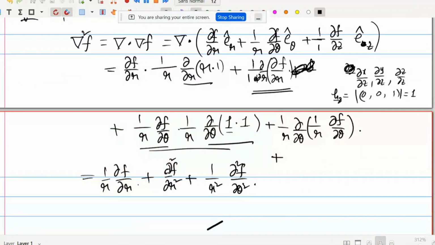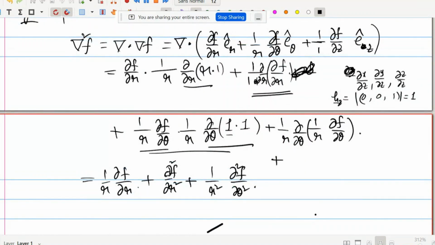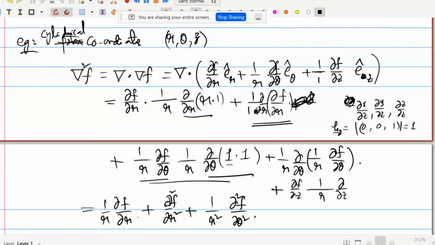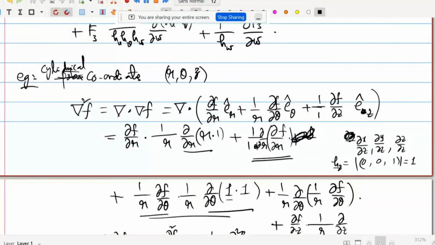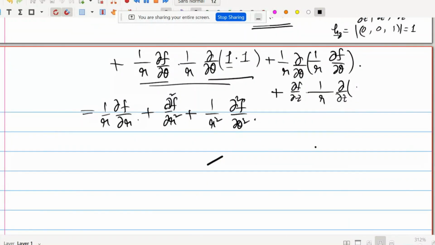Now you can write your third term. So what is your third term? Your third term is ∂F/∂Z outside, into 1/(h_z h_r h_θ), that is 1/R, ∂/∂Z of, w is Z, ∂Z of h_v h_w. So that ∂Z of h means h_θ and h_z. h_z is 1, h_θ is R. That is anyway 0, becoming 0.